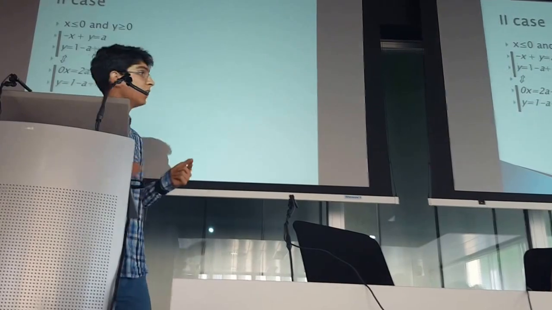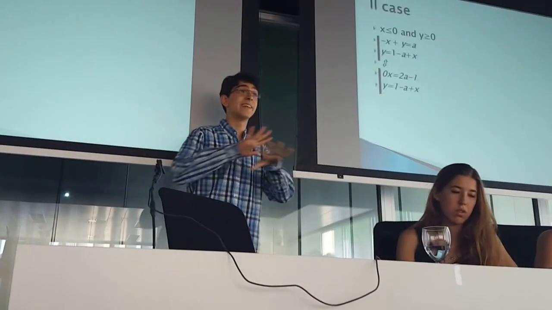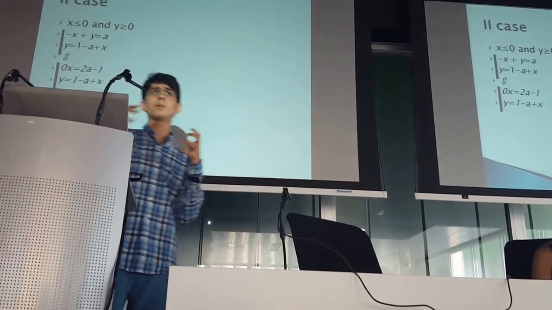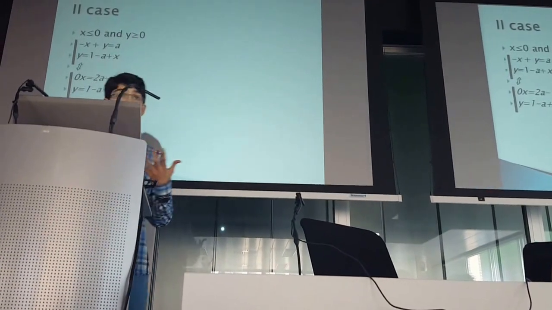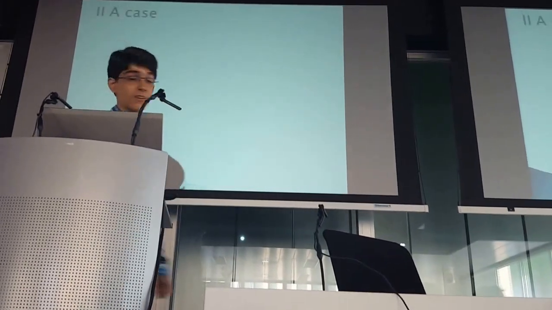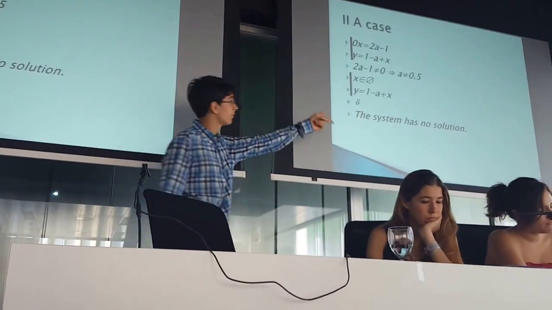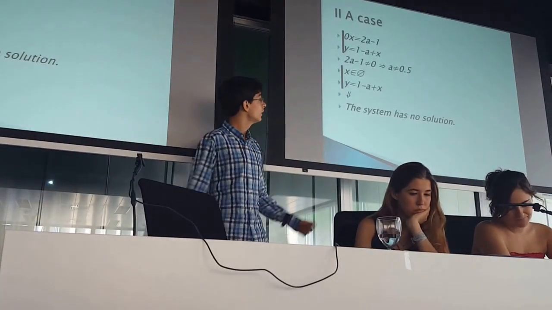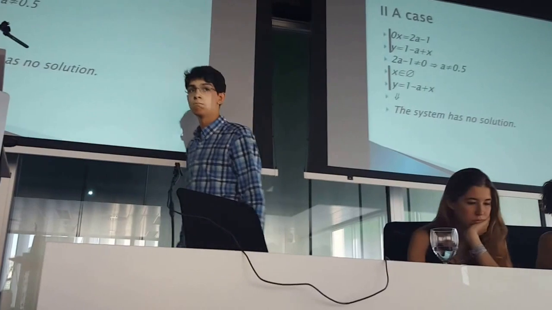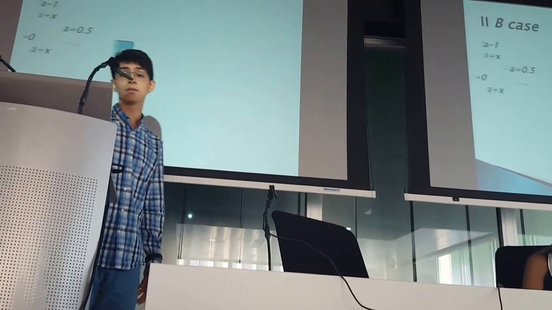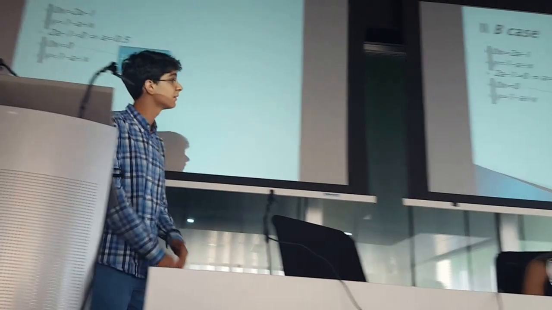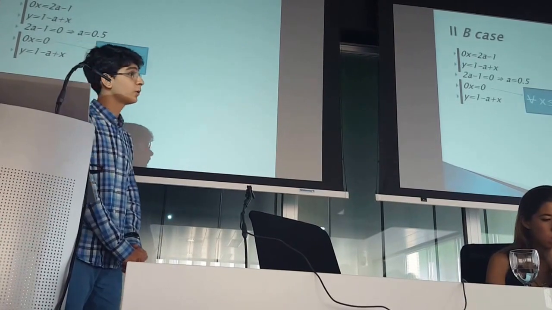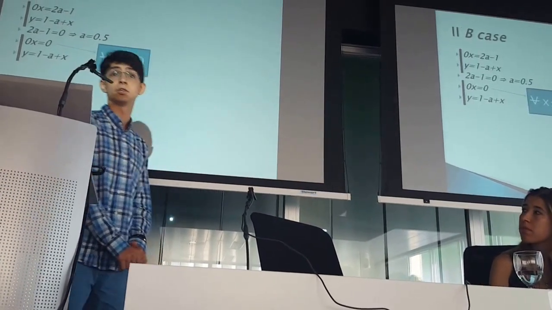But on the other hand, if 2a minus 1 doesn't equal 0, it is something. But x multiplied by 0 just can't equal something. So we have the second case A. I've already explained it. Here the expression doesn't equal 0, so the system has no solution. But on the other hand, we have the second case B, when a equals 0.5, and we have infinitely many solutions.